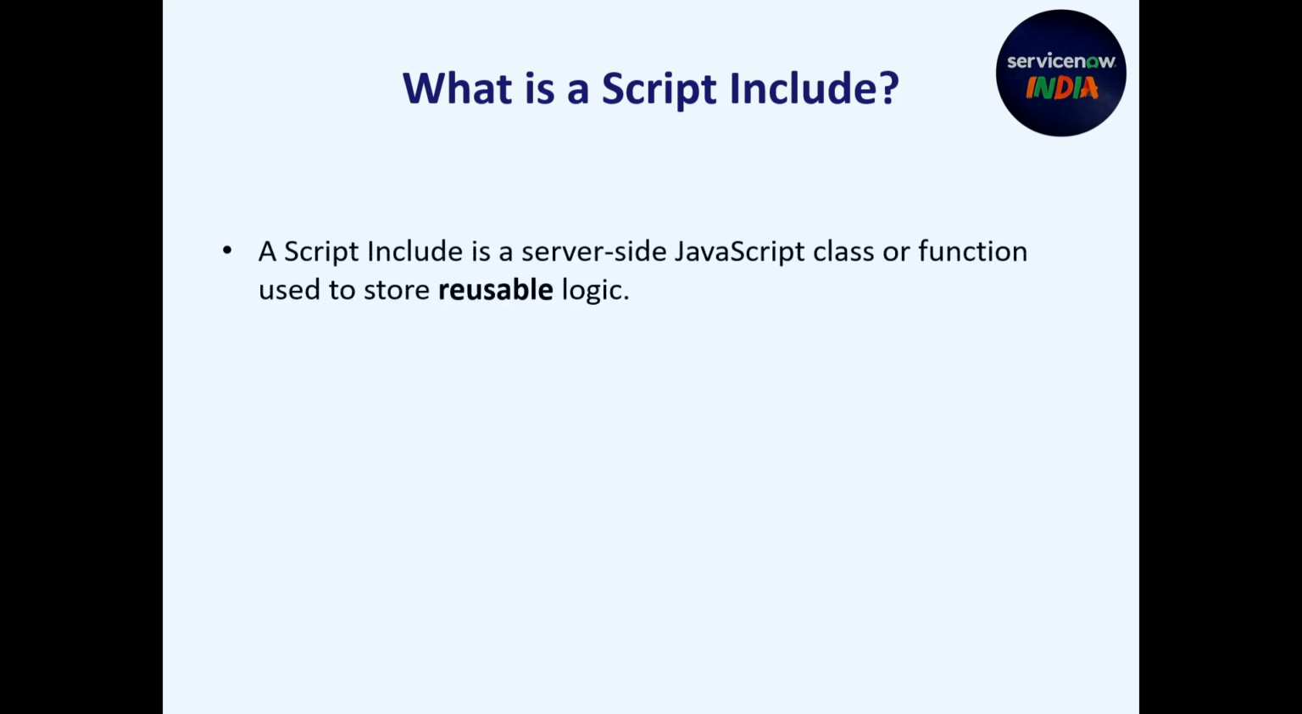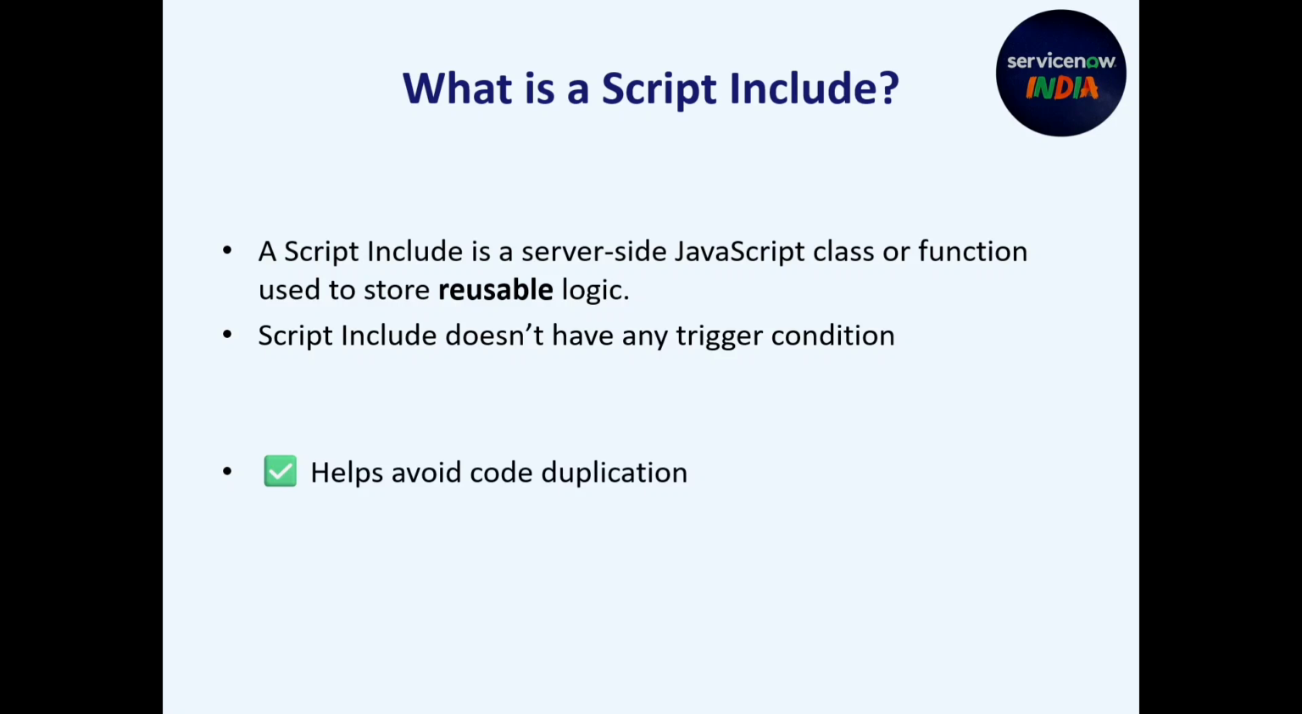Let's see. A script include is nothing but a server-side JavaScript class or function used to store reusable logic. We can use this script include any number of times by configuring it a single time. A script include doesn't have any trigger condition, which is why it is used in multiple scenarios, like in business rules. It also helps avoid code duplication: if you build a script include once, you can reuse it multiple times.